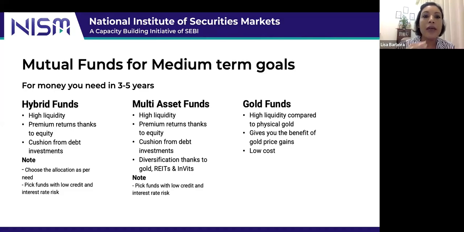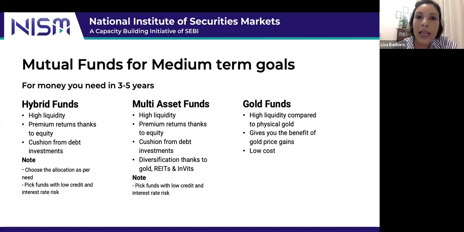But when you have 3 to 5 years for your goals to be fulfilled, then you can actually stretch your risk appetite a little bit, because as we spoke, certain assets like equity do tend to smoothen out over longer periods. So we don't want to invest in equity for 1 or 2 years, but we can stretch that when we are going up to 5 years.